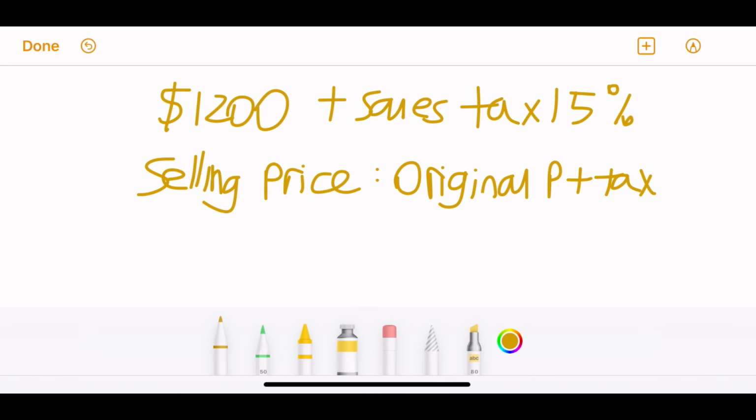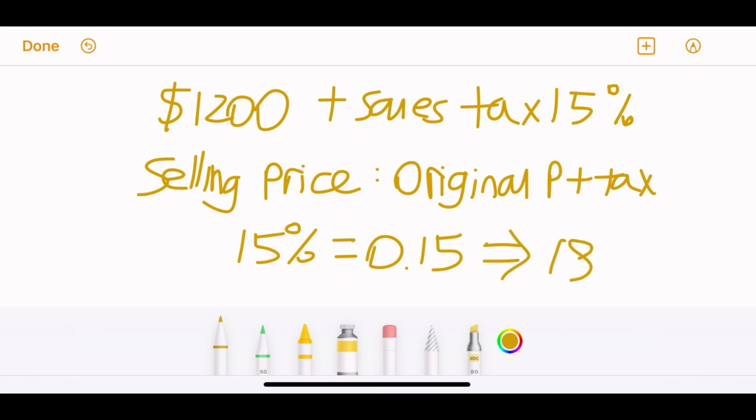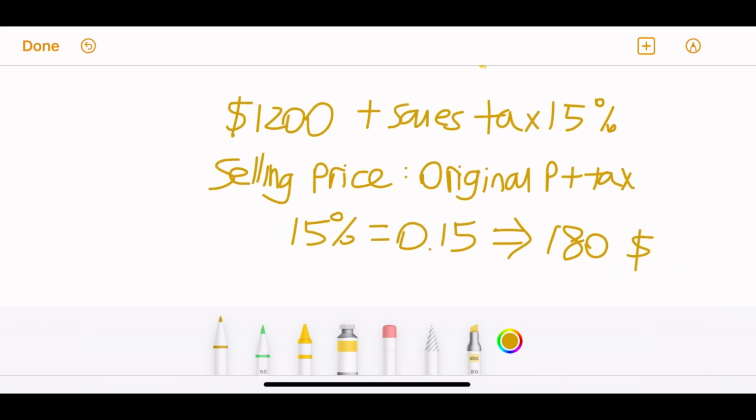We know only that it is 15%, but what's 15%? Well, we are first going to convert this 15% into a decimal. So that's our multiplying factor. It's 0.15. Alright, so we're going to do 0.15 multiplied by 1,200, and that will give us $180. Right, and that's our tax.